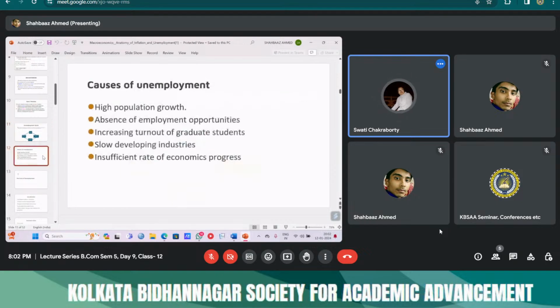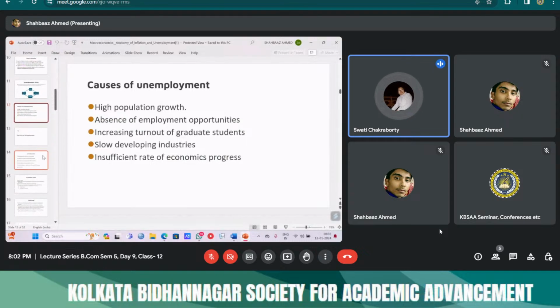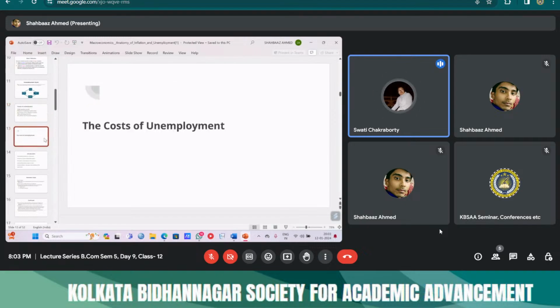So can we go to the next slide? So what are the causes of unemployment? It could be high population growth. There's an absence of employment opportunities in the country. The number of fresh graduates is increasing, so the number of jobs is not created at the same rate as the number of graduates. Also, developing industries, the industries are developing at a slow pace. And also, the rate of economic progress is insufficient. That also happens.